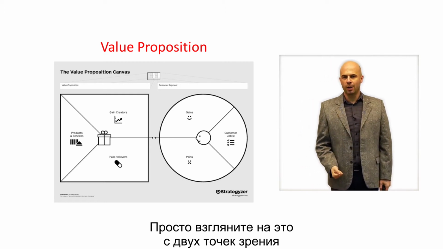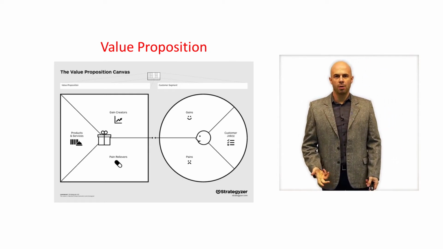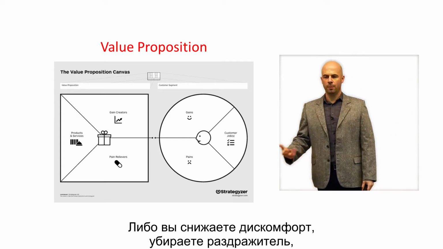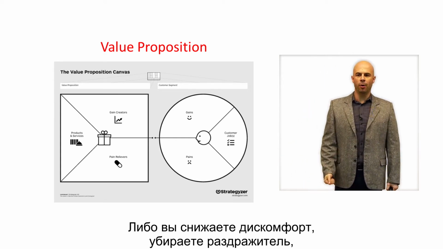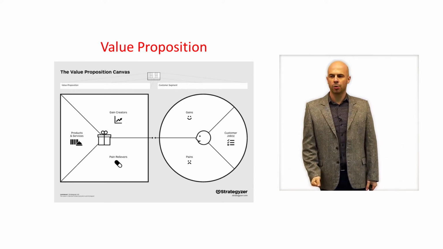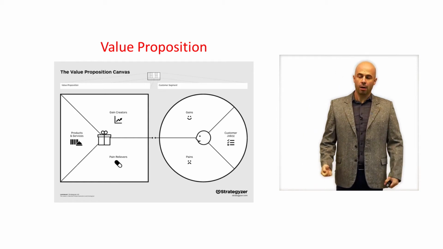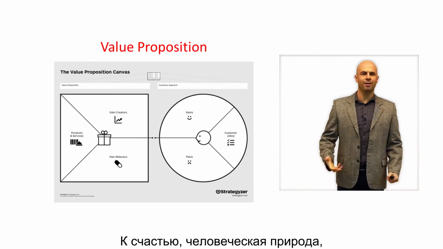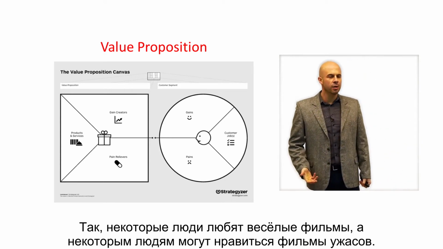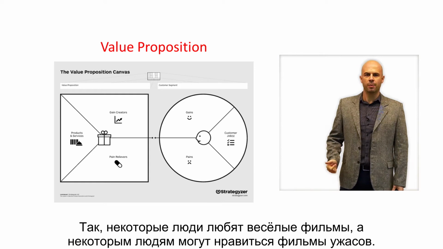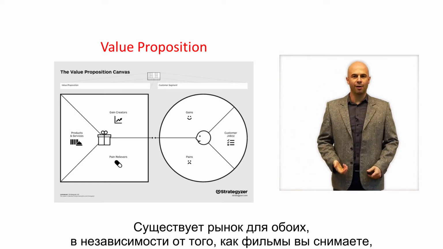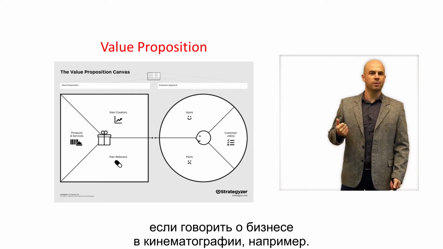A simple way to look at it is in two dimensions. More of something or less of something. So you either reduce a pain, something that bothers people, or you enhance their happiness. Fortunately, human nature is complicated and they require all kinds of things. So some people like happy movies and some people might like horror movies, and there is a market for both, no matter which one you make, if you are in the business of making movies, for example.